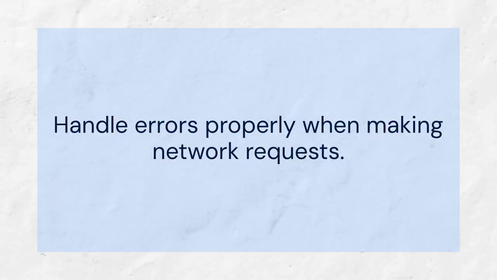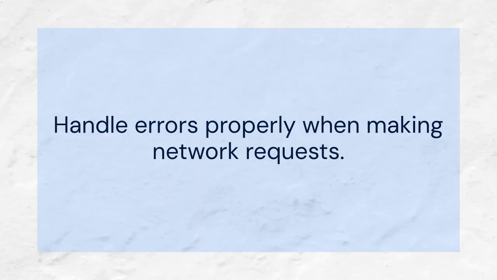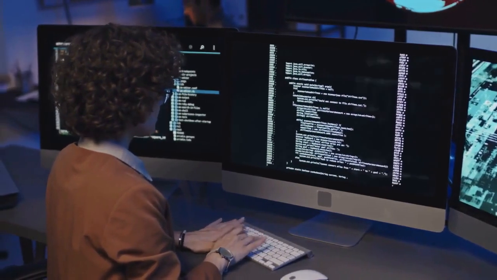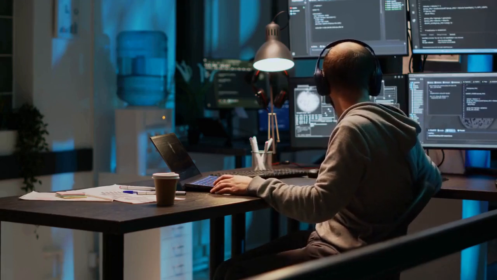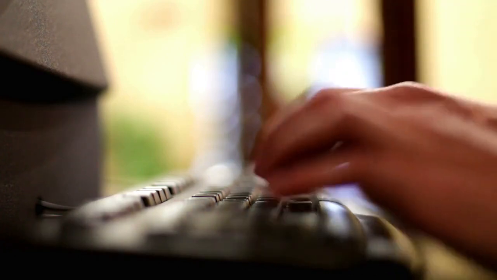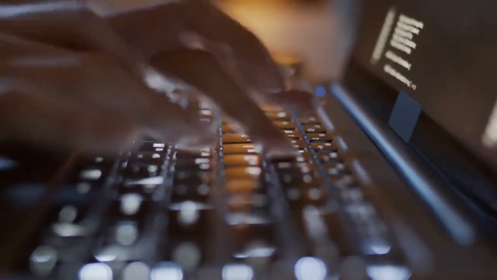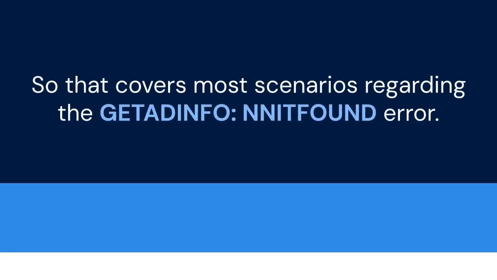Review your code. Ensure you are handling errors properly when making network requests. Use try/catch blocks to catch potential exceptions. This will help prevent your application from crashing. It also helps you diagnose what went wrong and inform the user about the issue. Remember to thoroughly test your code after making any changes. This will ensure you have effectively addressed the error.